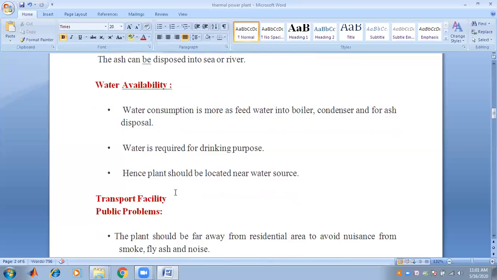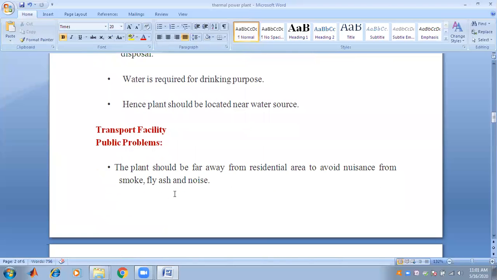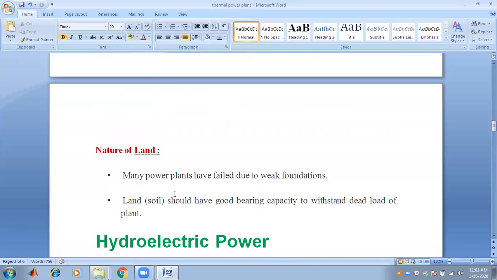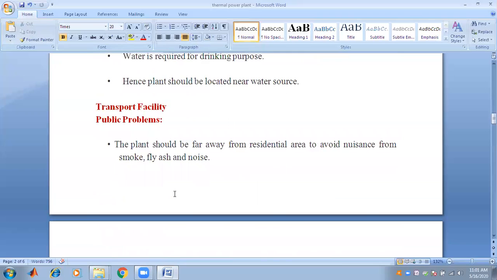So public problems are another concern: the plant should be far away from the residential area to avoid nuisance from smoke, fly ash, and noise. The noise is the most important criterion. We have to be concerned about public health, because the smoke, fly ash, and noise will disturb the public's mindset and health. So we have to consider it.